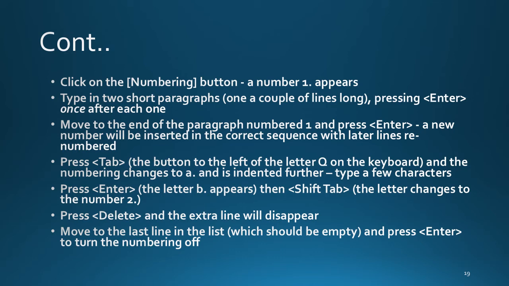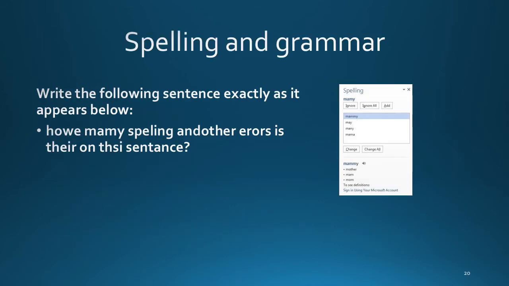Press Tab, the button to the left of the letter Q on the keyboard, and the numbering changes to A and is indented further. Type a few characters. Press Enter. The letter B appears, then Shift Tab. The letter changes to the number 2. Press Delete and the extra line will disappear. Move to the last line in the list, which should be empty, and press Enter to turn the numbering off.